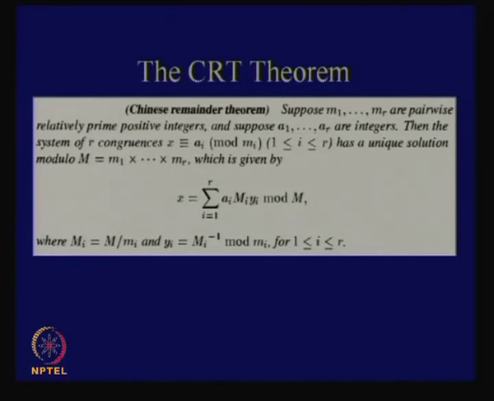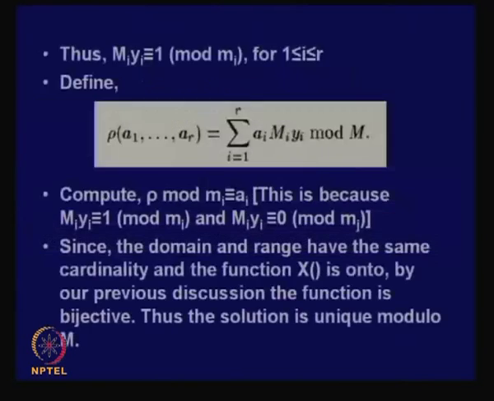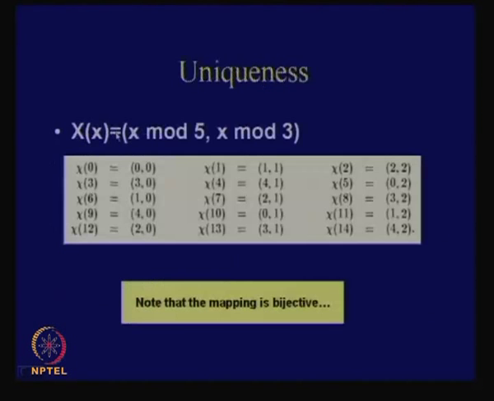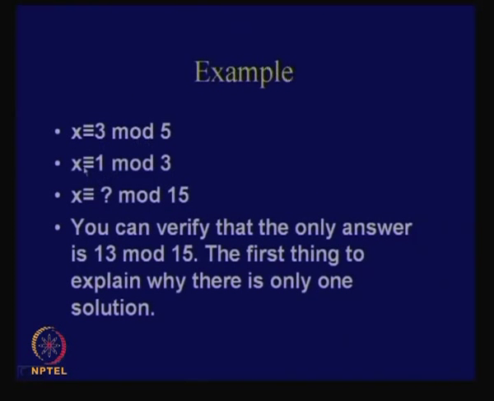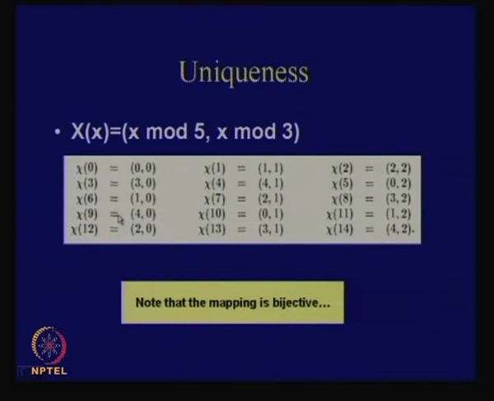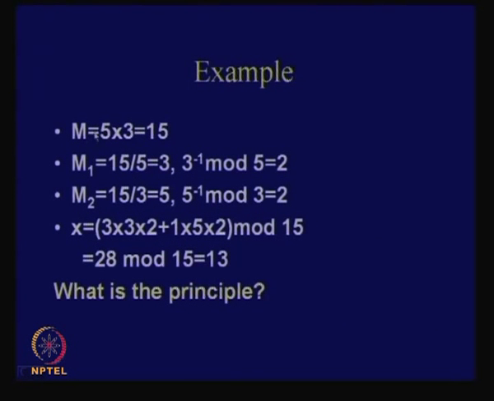Example. I gave you an example just now. What I am interested in computing is x equal to 3 mod 5 and x equal to 1 mod 3. I am interested in computing this mod 15. So I take 5 and 3 and multiply them, and I get 15. Then I take 15 and divide it by the first mi value, that is 3, and I take 3 inverse mod 5. So 3 inverse mod 5 will be 2.